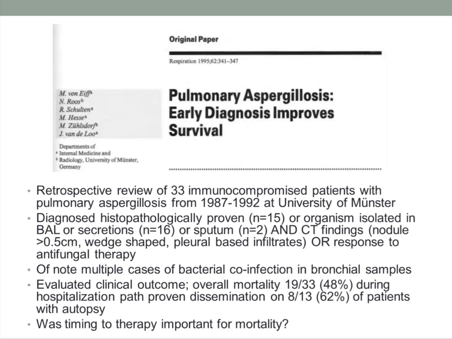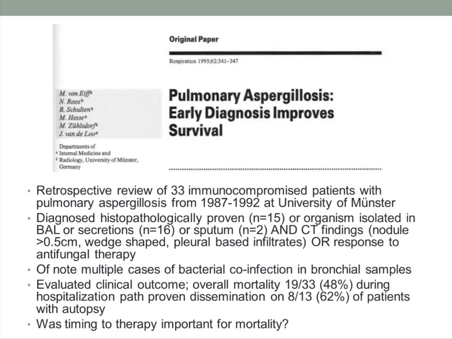And they really looked at their clinical outcomes. The overall mortality was 48%, higher than a lot of our more contemporary studies, closer to that 70% the farther you go back. And if they disseminated, on autopsy, that was actually higher. There's a lot of disseminated cases that they missed, which we talked about before. A lot of these aren't diagnosed ante-mortem.